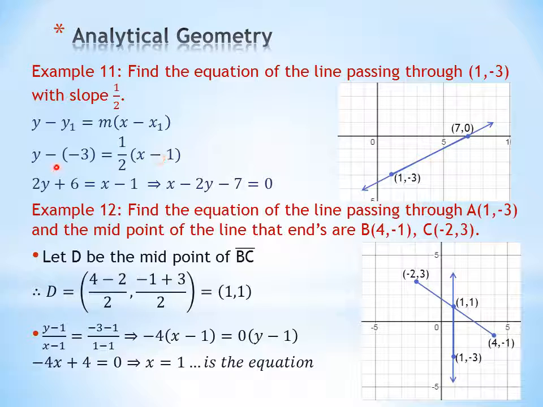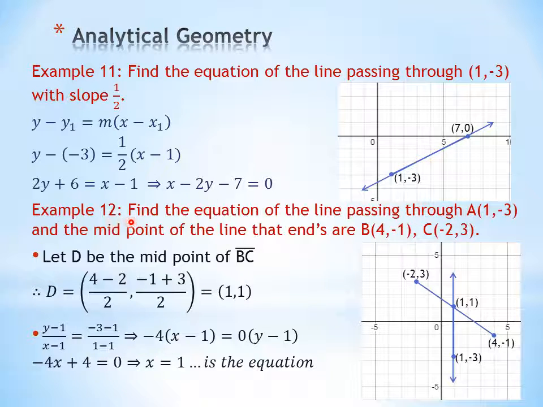Of course, this becomes y plus 3 multiplied by 2, 2y plus 6, and here x minus 1. Terms will be transferred to one side, and then x minus 2y minus 7 equals 0, and here is the equation and the graph.